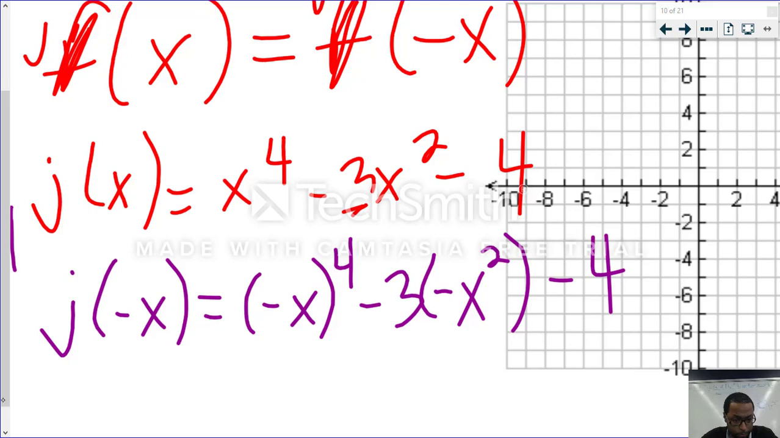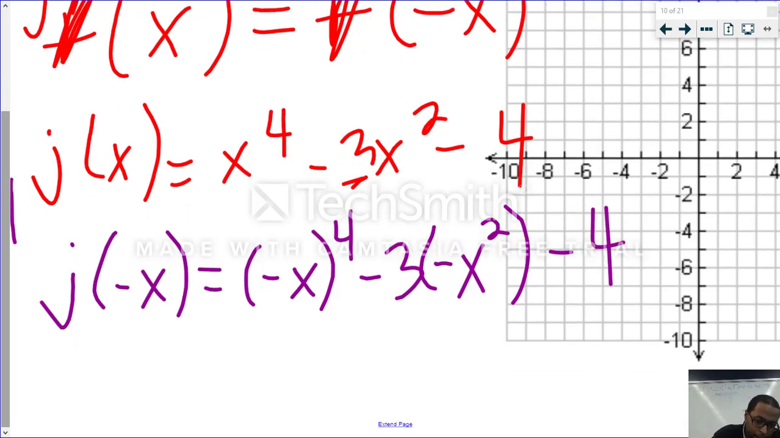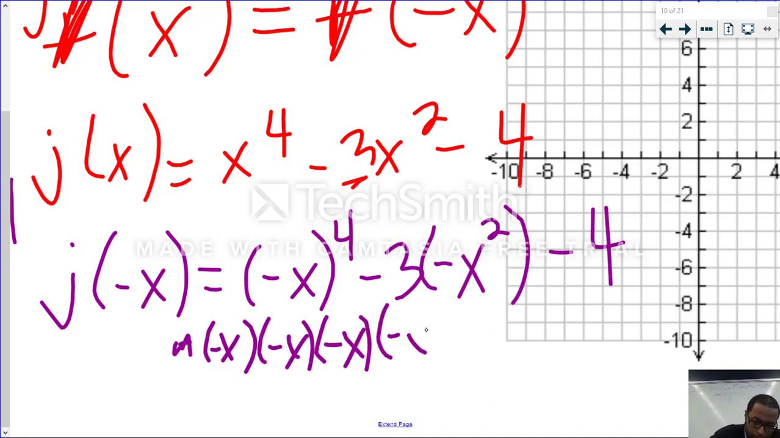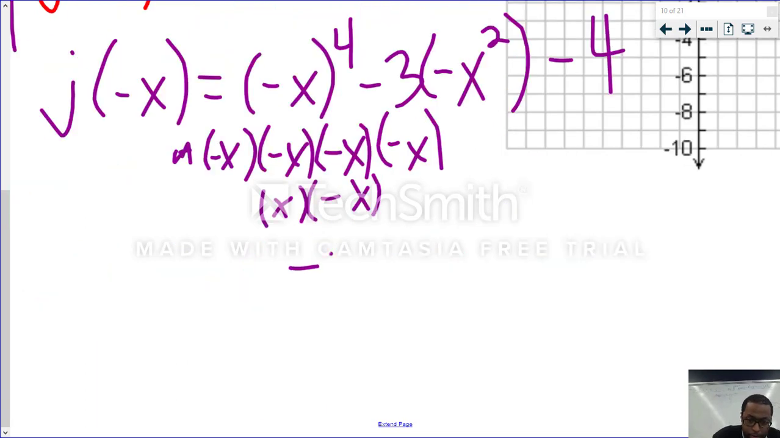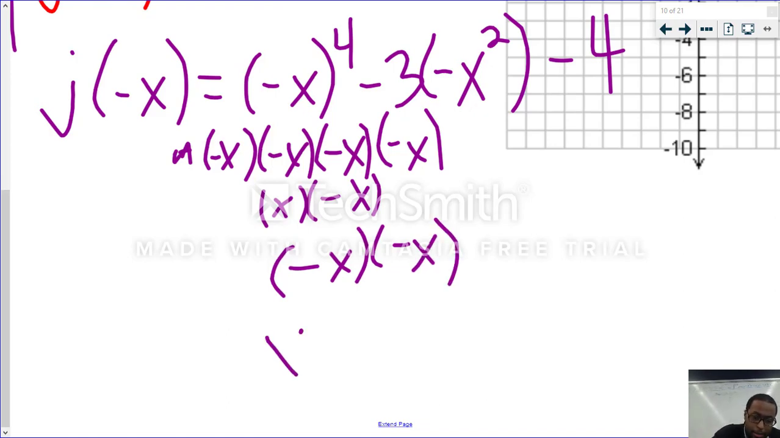Let's do the math. Seth kind of did this in class today. Negative x to the 4th power, that's negative x 4 times. So negative x times negative x times negative x times negative x. Okay, let's look at it. A negative and a negative is a positive. A positive and a negative is a negative, and we're going back to a negative and a negative is a positive. So now I know that negative x to the 4th power is positive x to the 4th power.